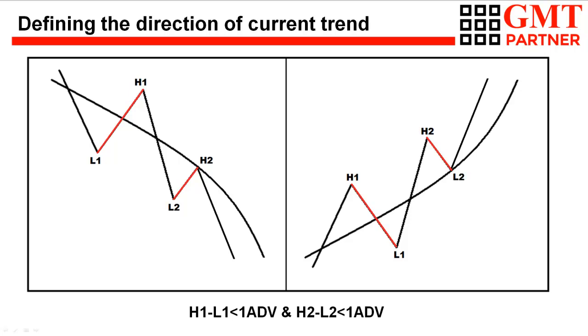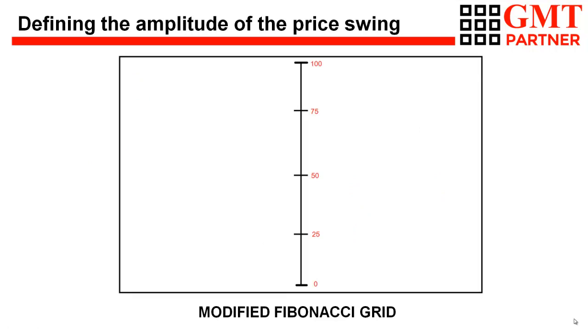The third criterion for determining and confirming a trend is the range of price fluctuations, or, in other words, the size of price swings that go in the direction or against the current market trend. If the size of the price swing which goes against the trend has the amplitude of more than 100% of ADV of the selected financial instrument, then it means the beginning of a correction. To estimate the amplitude of such price swings, it is recommended to use the Fibonacci grid, as shown on the slide below. The next two slides show the examples of the uptrend and downtrend.